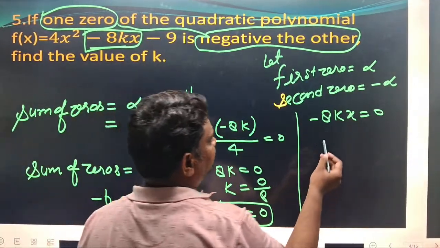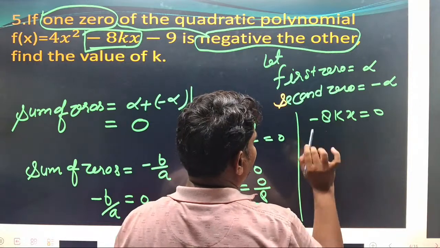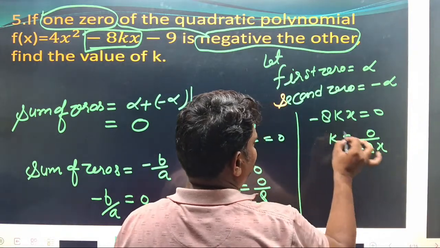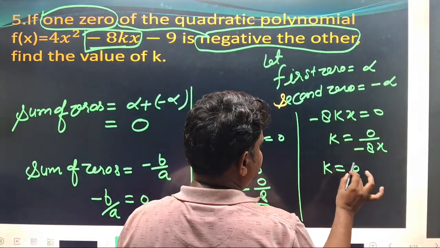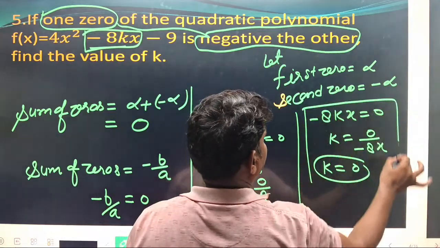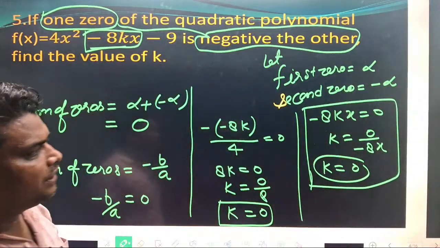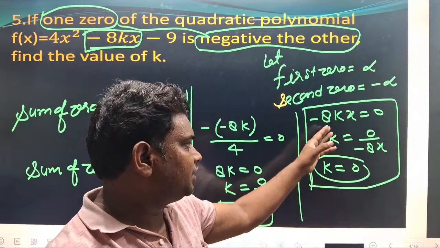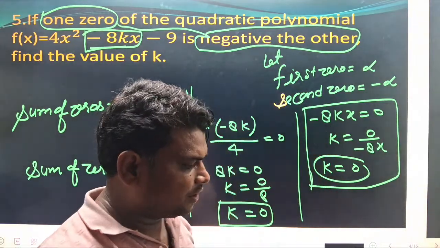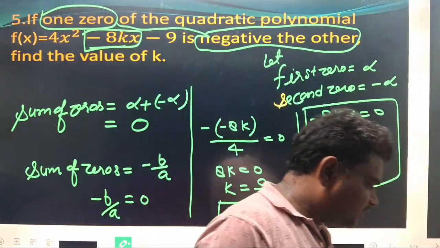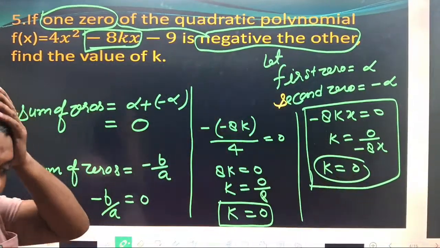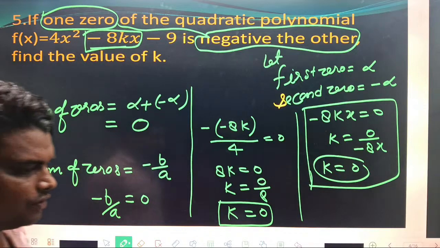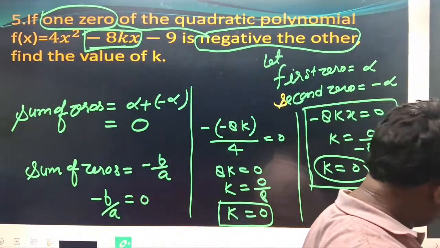We require the value of k: 0 upon minus 8 in the denominator, that is k equals 0. This question is solved using the concept in 3 steps. Okay, everyone clear? Harshit, clear here? Everyone clear? Now you see the next question.